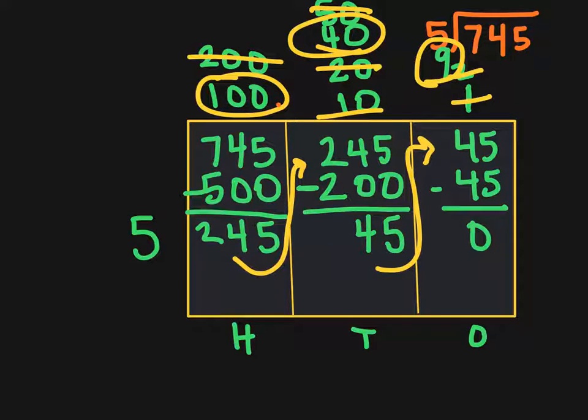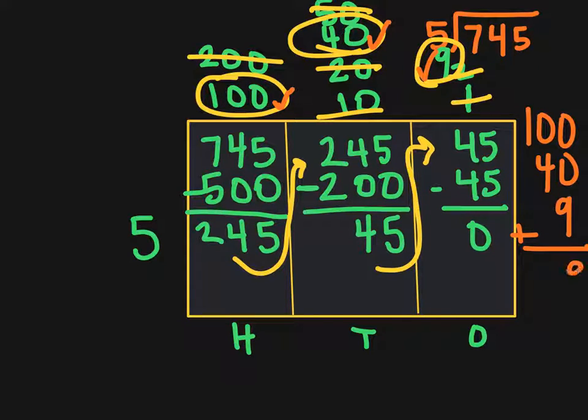Now I'm going to take this 100 plus this 40. So I've written it out in expanded notation. And this 9, and I'm putting it back together with 0 plus 9 is 9. 0 plus 4 is 4. And 1 plus nothing is 1. So now I know that if I have 745 pieces of candy and I divided it up between 5 kids, each kid is going to get 149 pieces.